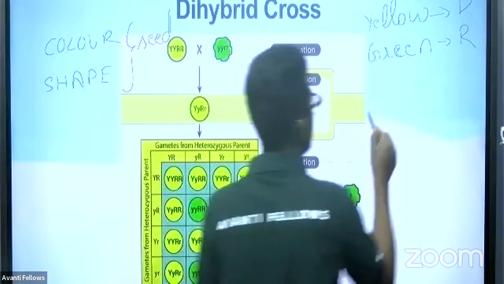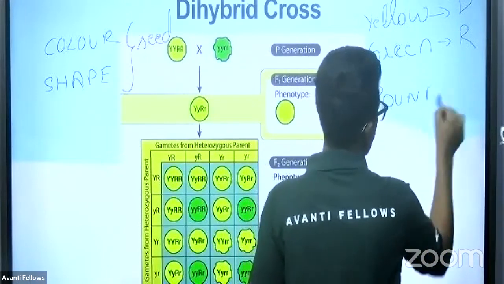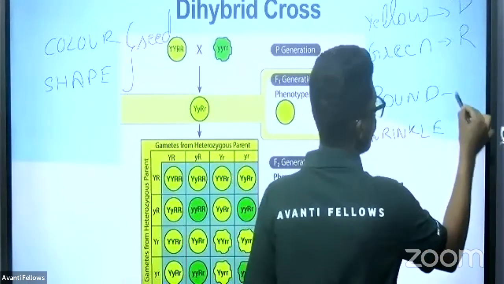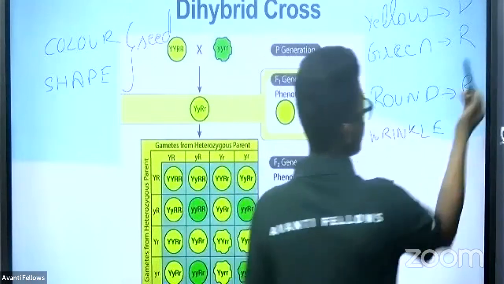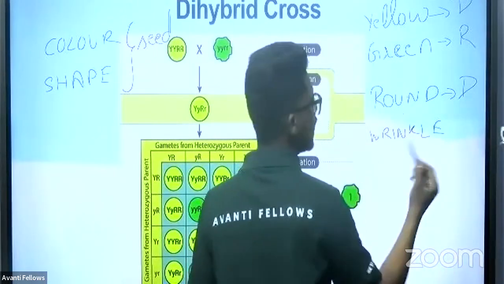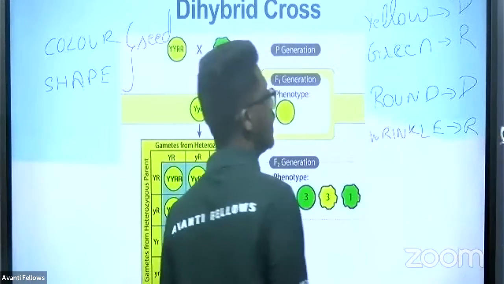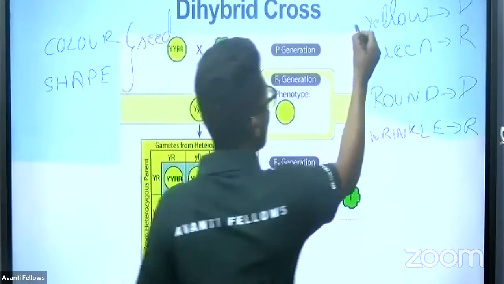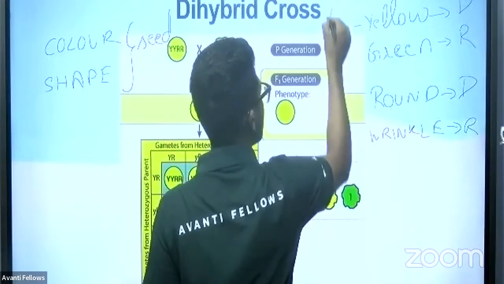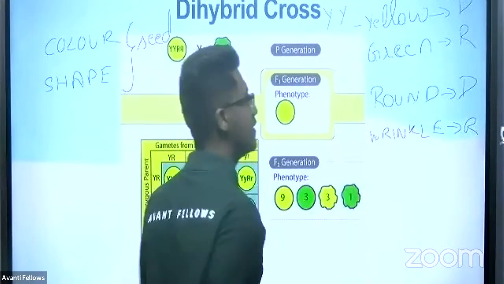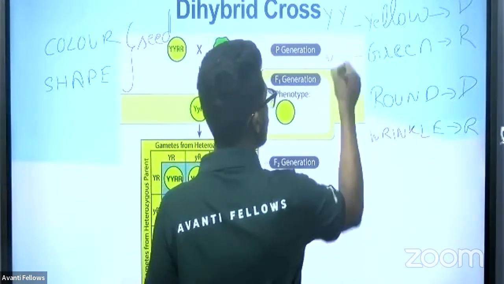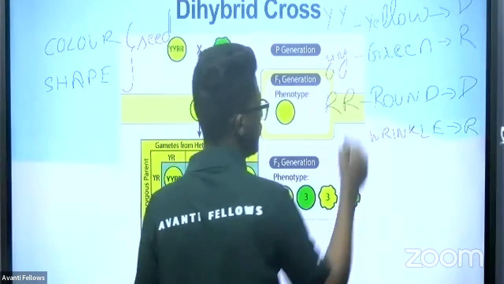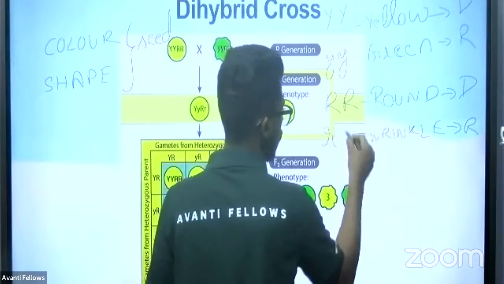Similarly, we have the shape. The shape is round or wrinkled. Round is dominant and wrinkled is recessive. That is why we take the dominant alphabets. Yellow is Y, so we take capital Y as the alleles. Green is recessive, so we take small y, small y. Round is dominant, so we take capital R, capital R. Wrinkled is recessive, so we take small r, small r.